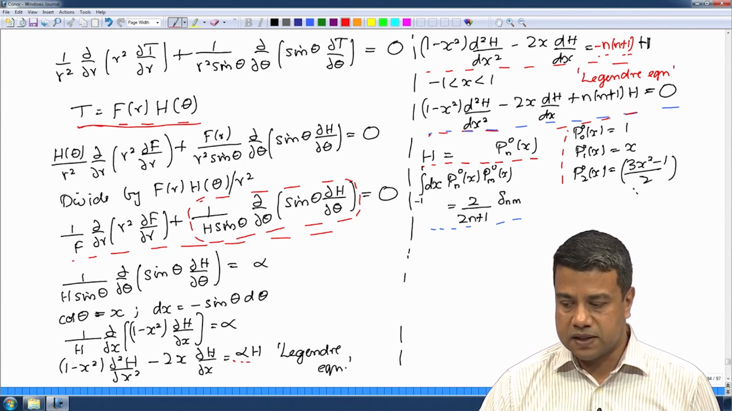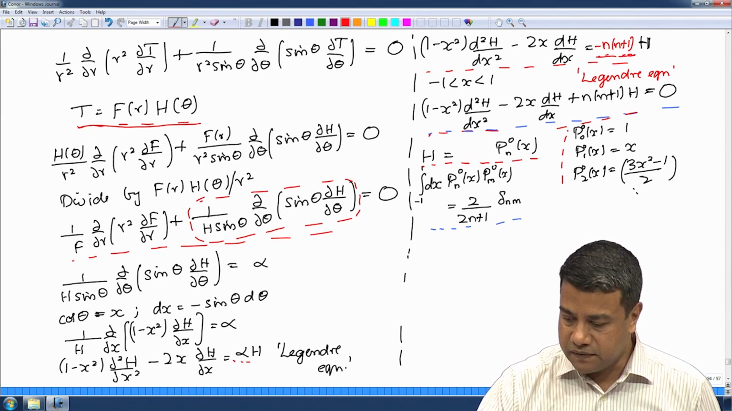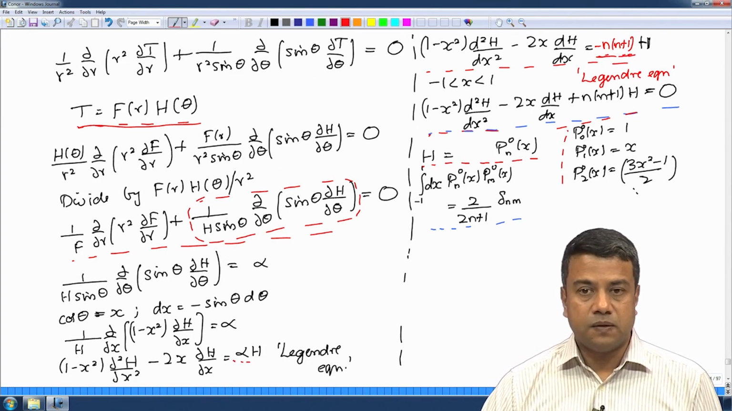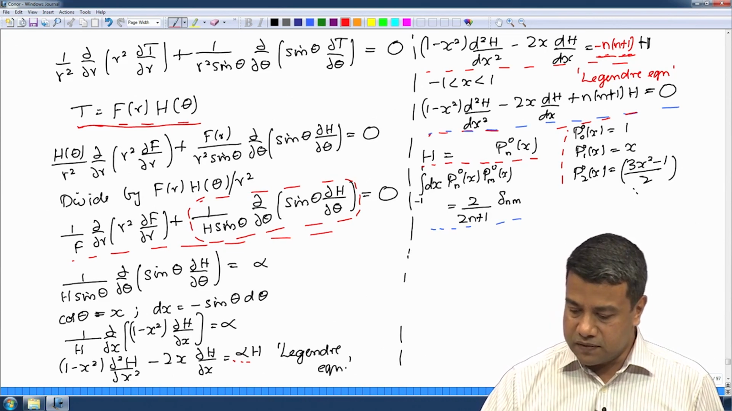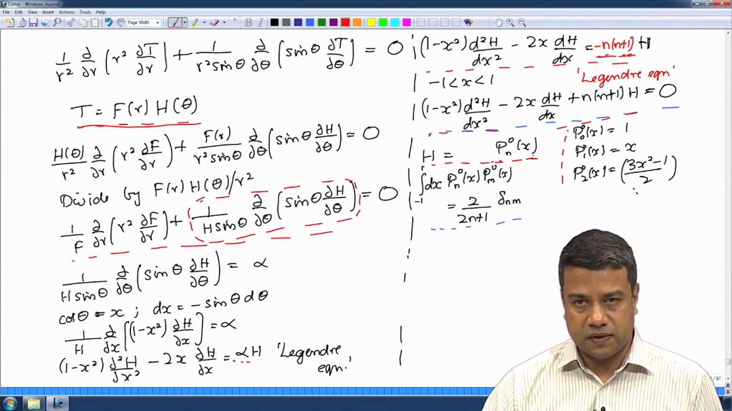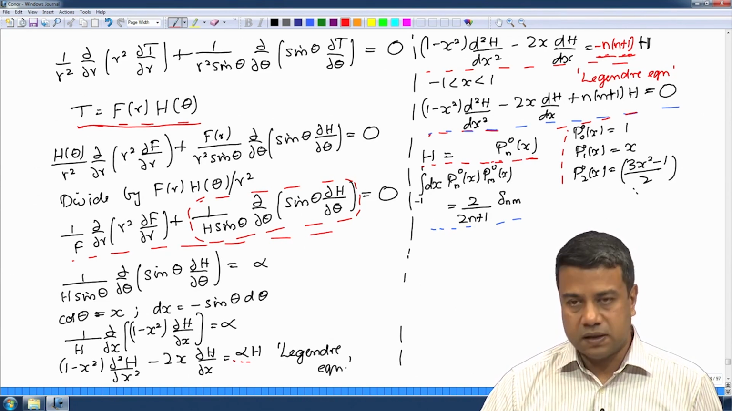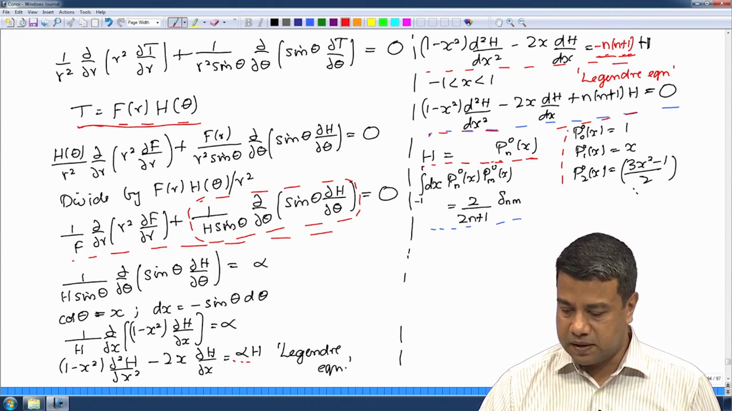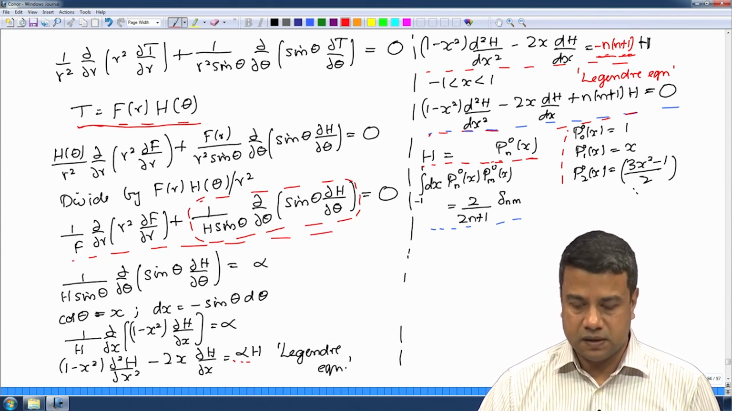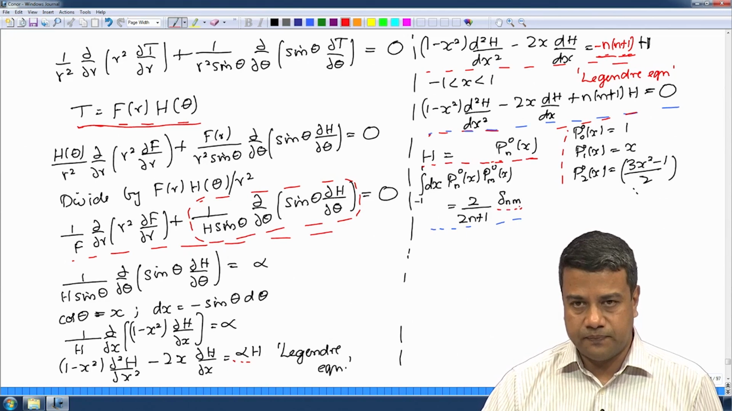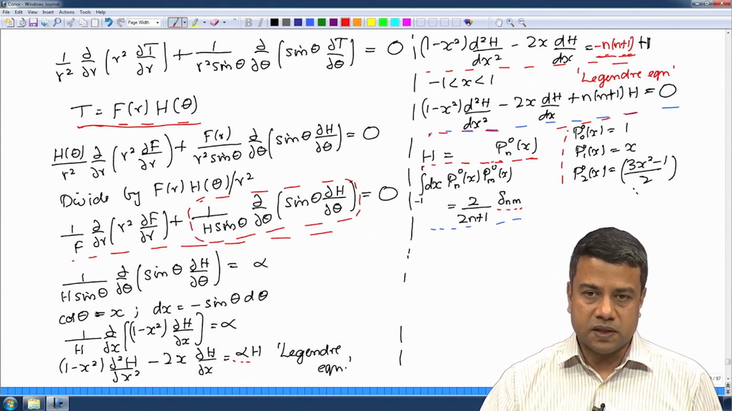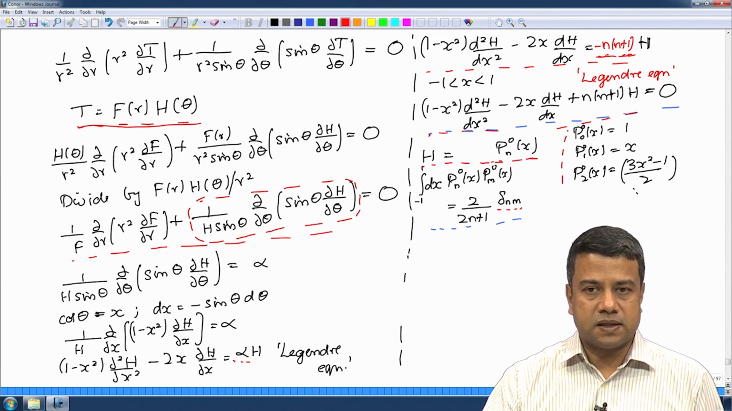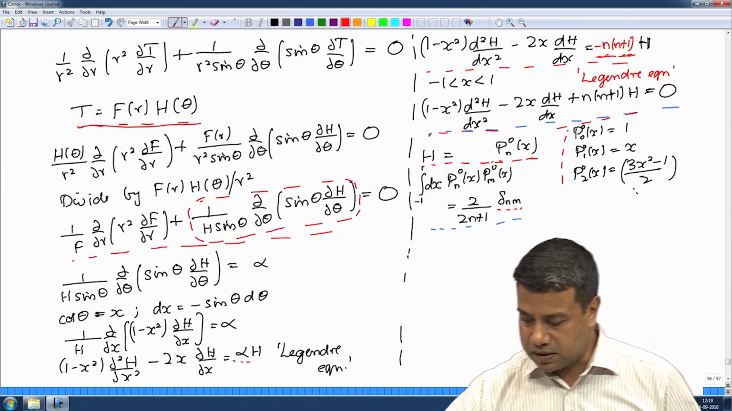So, therefore, it satisfies those conditions only if this value is minus n into n plus 1, where n is an integer. And the solutions for these, I said, are of the form P_n^0 of cos theta, and these have orthogonality relations. If you multiply P_n^0 of cos theta, P_m^0 of cos theta times sin theta d theta, the result is non-zero only when n is equal to m. That is the solution in the homogeneous direction. In this case, the homogeneous direction does not have a physical boundary. It has only coordinate boundaries at theta equal to 0 and theta equal to pi.